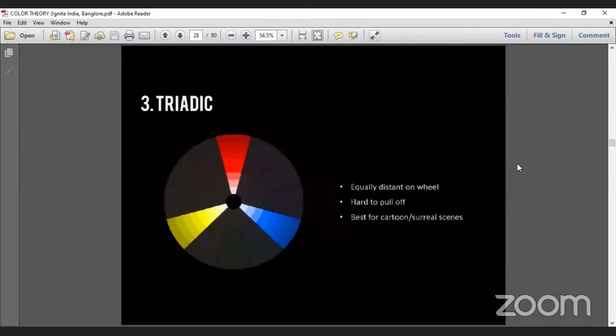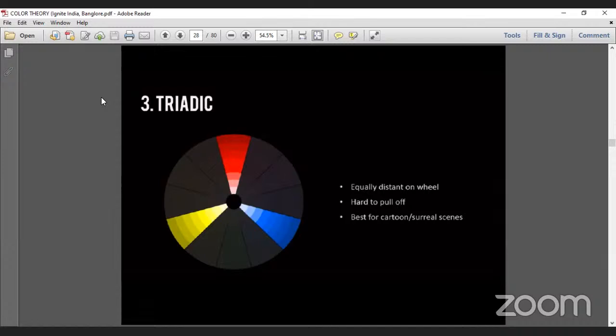Okay, now coming to the triadic color scheme. What about this triadic color scheme we need to know? So how this acts also. Triadic color scheme is nothing but equally distant colors in the color wheel. The number of colors on the color wheel cannot increase. Once you look at it, in between two colors, there will be three other blank spaces. That we will not consider. In other words, we can say equally distant colors on the color wheel.